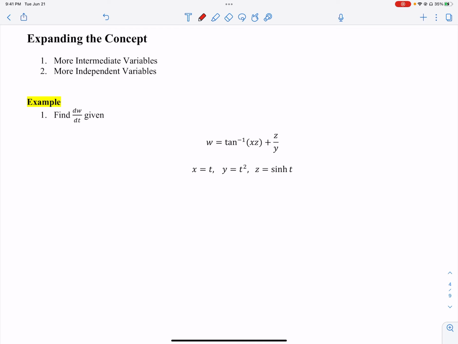The number one says more intermediate values. Remember, intermediates are the ones that connect, like in this problem right below here. X, Y, and Z are intermediate values. So notice here, this is concept one. We're going to go over that. It says more intermediate, so we're going to deal with that first. Then in the second example here, we're going to deal with more independent.